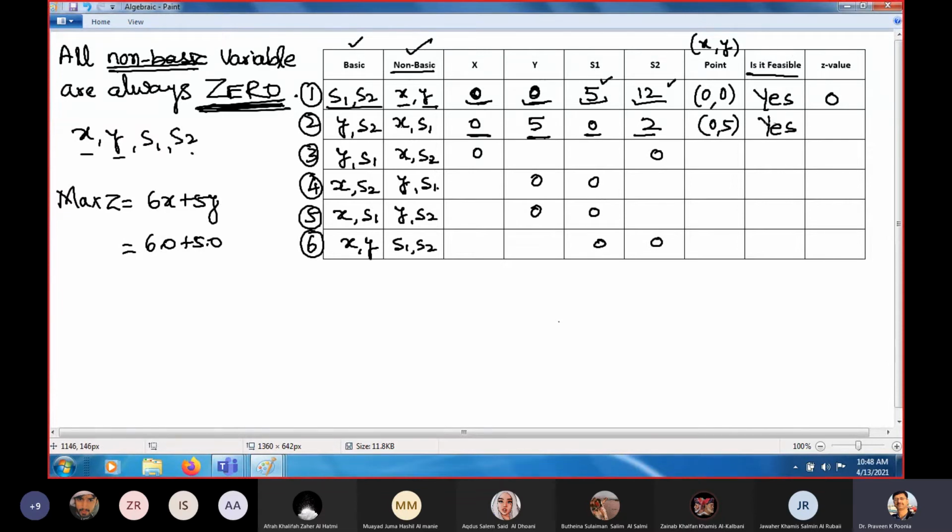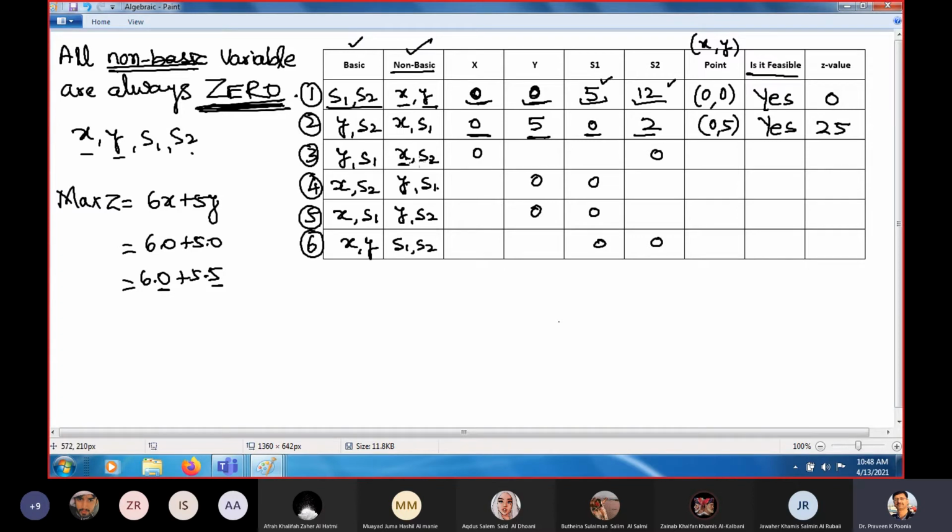Yes, it is feasible. If it is feasible, what is the z value? You need to put 0 and 5. 6 into 0 is 0, 5 into 5 is 25. So the answer is 25 here. This is step number 2. Now we'll move to step number 3.